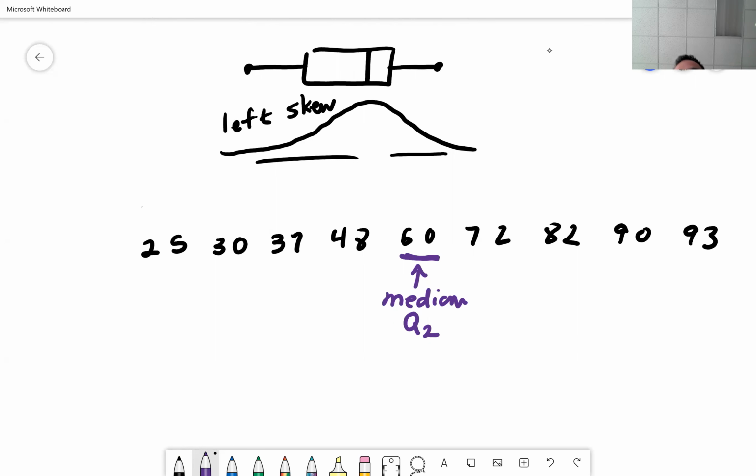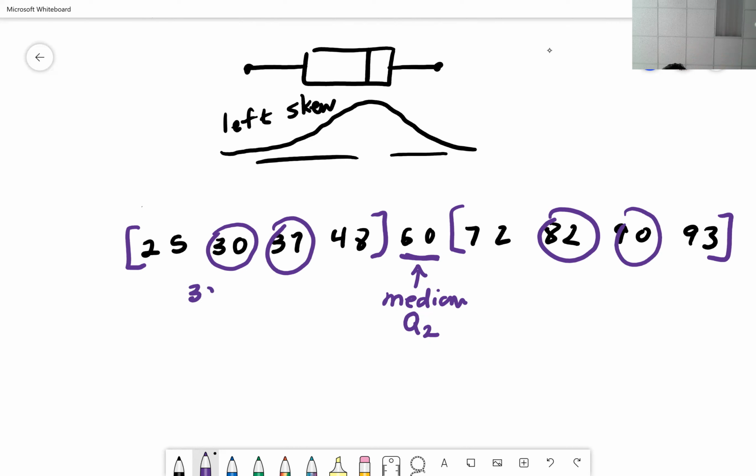Now this divides the data into a lower half and an upper half. How many numbers do we have in the lower half? In the upper half? Both of them are even, so the middle two are these two. So you took 30 and you added 37 and you divided by 2, and that's the first quartile. Be careful. And then you took 82 and you added 90 and you divided by 2 and you got, okay, agreed.